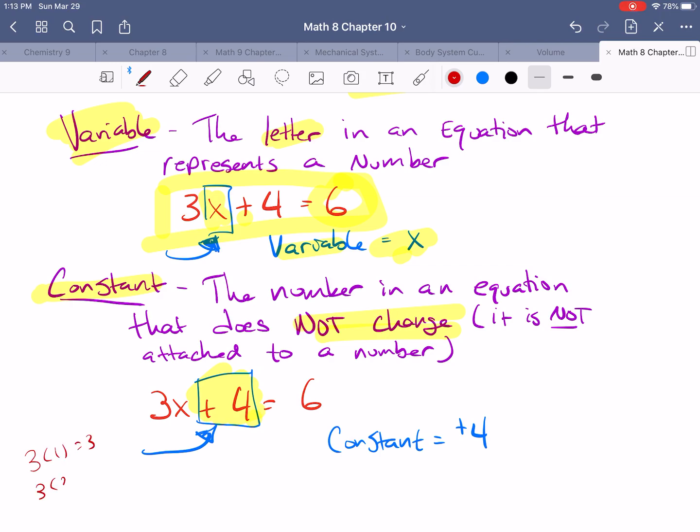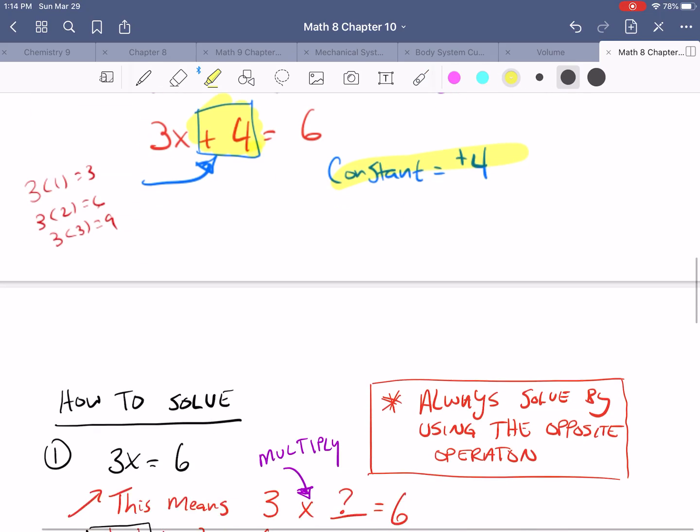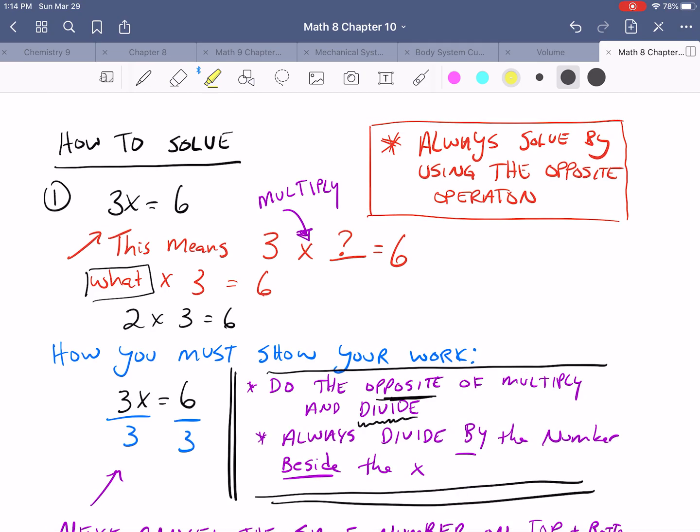If I put a 2 in there, it could be a 6. If I put a 3 in there, it could be a 9. So this number is not constant right here. This is not constant right here, okay? This is constant, plus 4, because it's not attached to a letter. So you got to know that, okay? So make sure you pocket those, and we'll go over here for how to solve one-step equations.